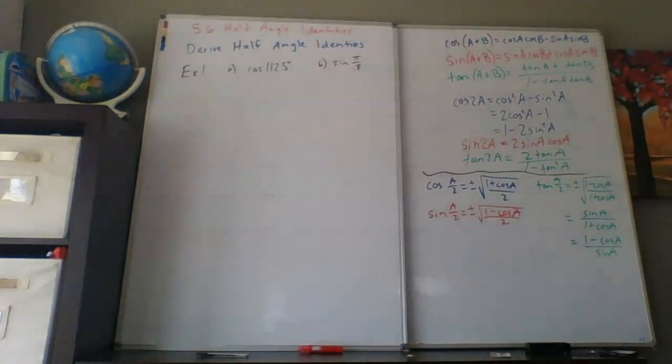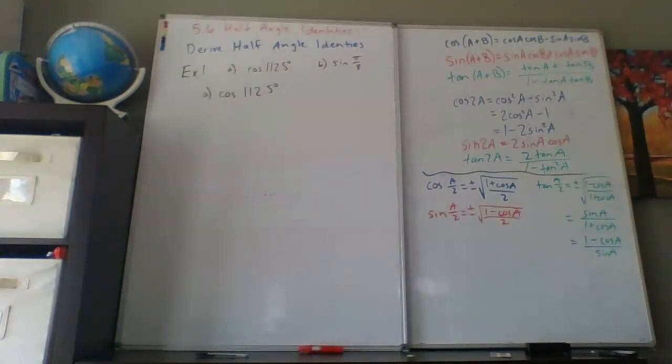Welcome to 5.6 half angle identities. We'll start with example 1, where we need to find the exact value of A, cosine of 112.5 degrees, and B, sine of pi over 8.